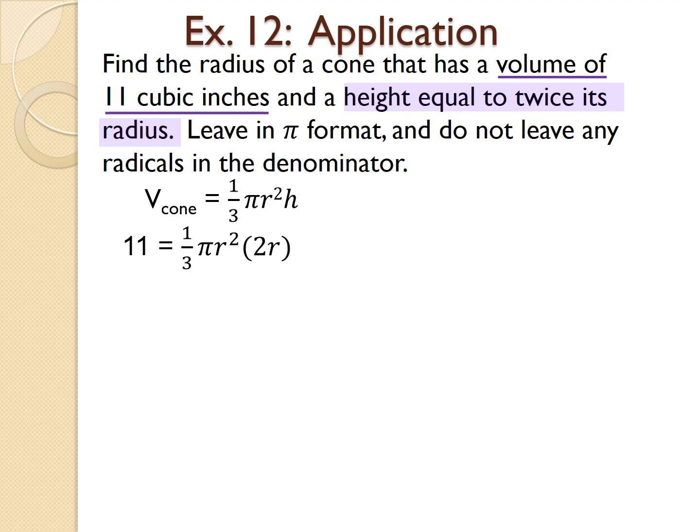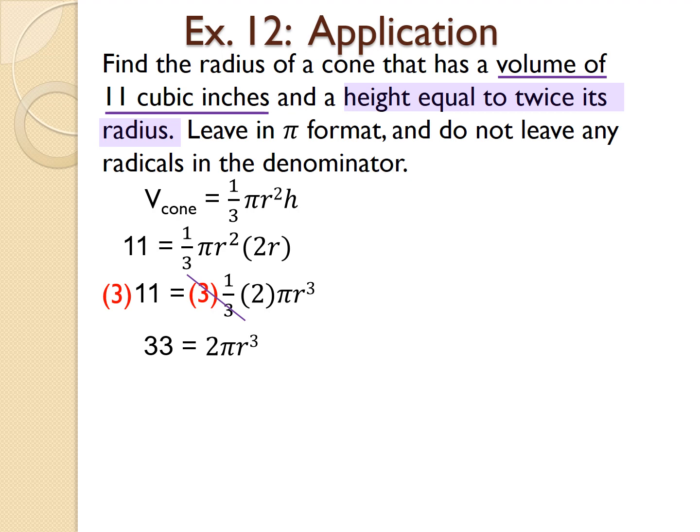Okay, so when I combine these, you're probably thinking, well, should I multiply 1/3 times 2? You could, but why? So we'll just leave them separate for now. So I can combine r squared and r to get r cubed. So first thing I want to do is get rid of that 1/3. So I'm going to multiply by 3. Cancels that out. But on the left, I end up with 33. And on the right, I'm left with 2 pi r cubed.